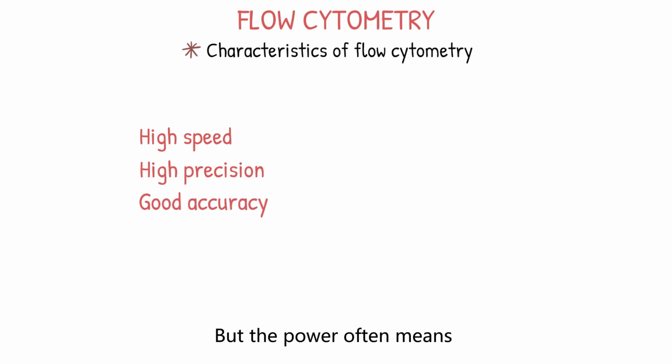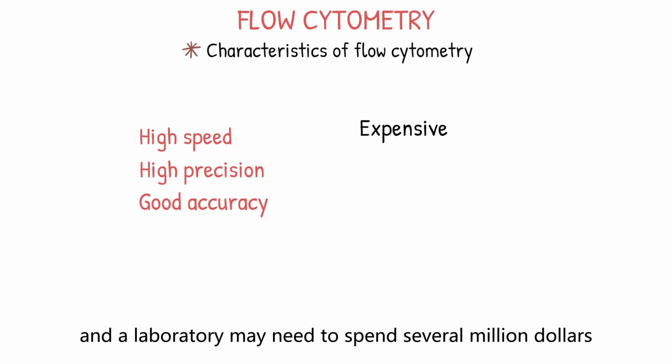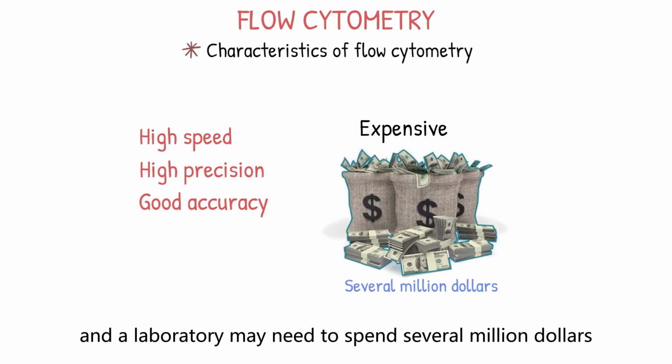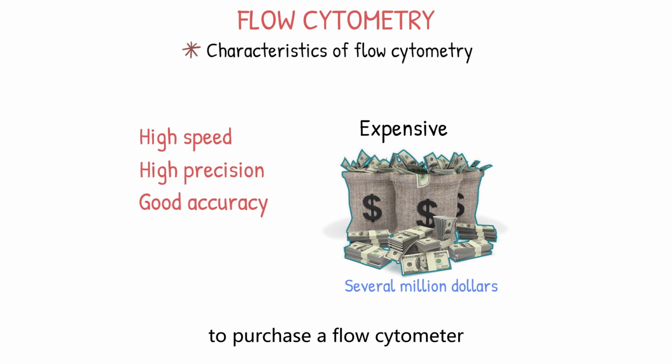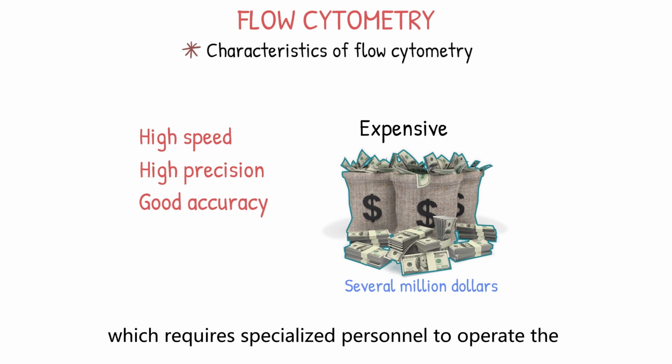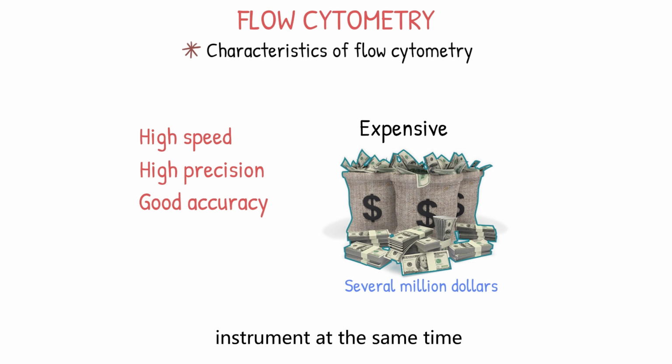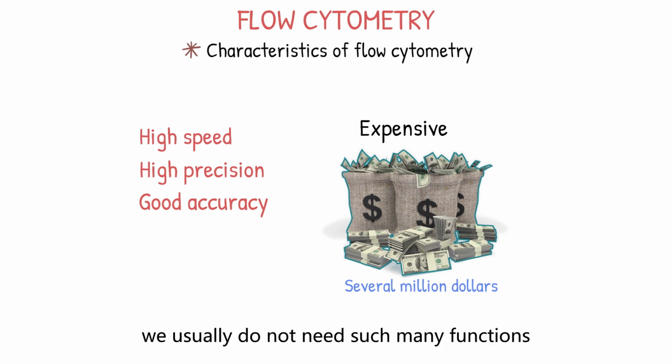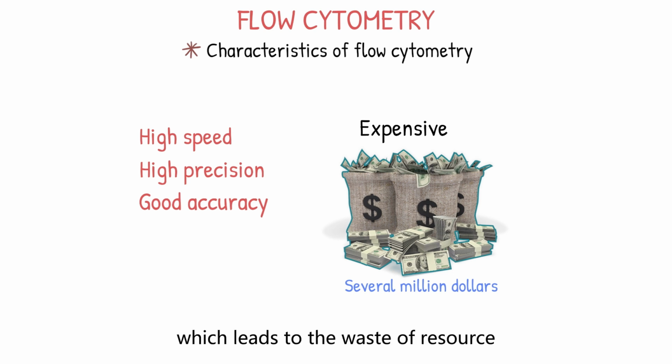But the power often means that the instrument itself is expensive, and a laboratory may need to spend several million dollars to purchase a flow cytometer, which requires specialized personnel to operate the instrument at the same time. In addition, we usually do not need so many functions, which leads to the waste of resources.